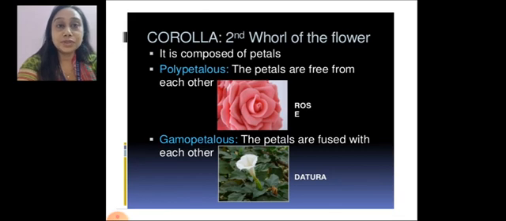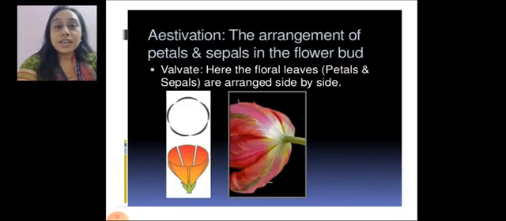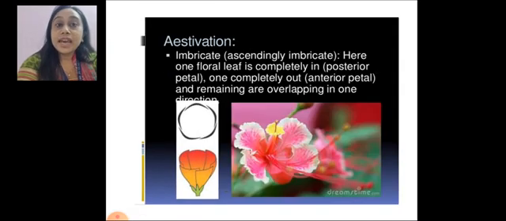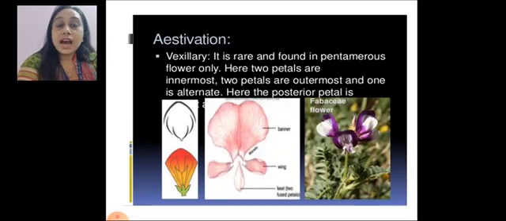Gamo means fusion. And then we also studied aestivation. Aestivation means the arrangement of the sepals and the petals in the flower bud. This aestivation was of different types: valvate, twisted, imbricate, and vexillary. So we have studied all these subtopics in this chapter.